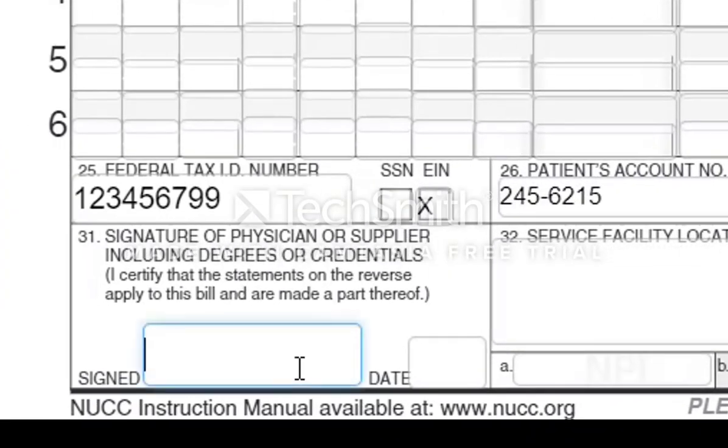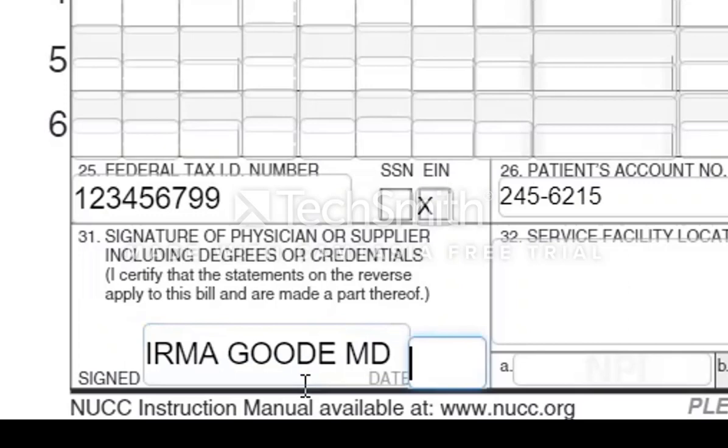Okay, now block 31, this is where the physician needs to sign. This can be signed by the provider, and it needs to include credentials. Some contracts will allow for signature on file, or the use of a stamp. For all assignment purposes, just type the provider's name and credentials in the space provided. So it'll be Irma, and this will be found once again at the top of your instructions. And then the date.